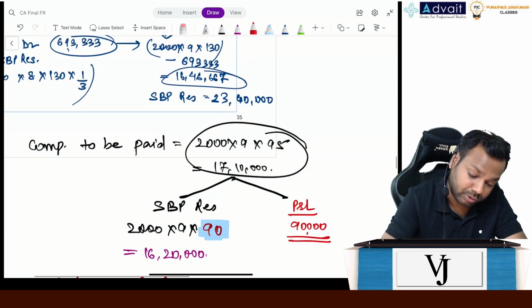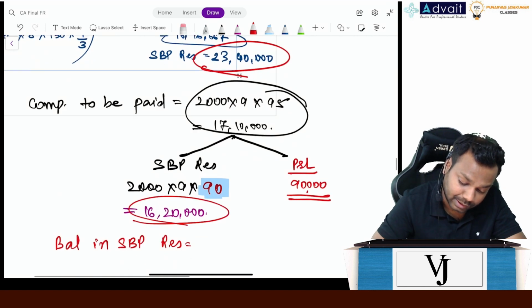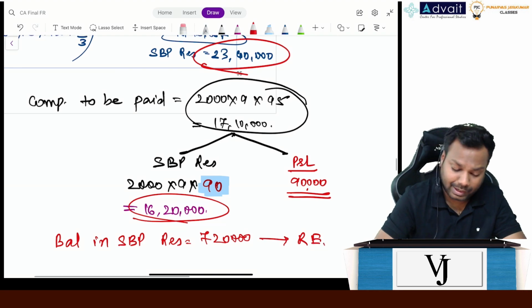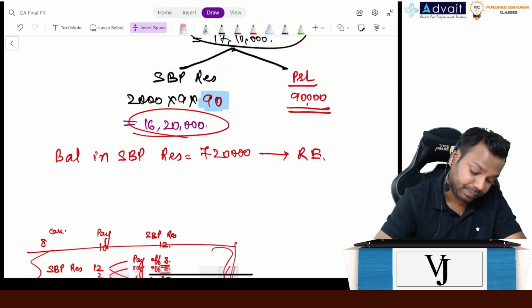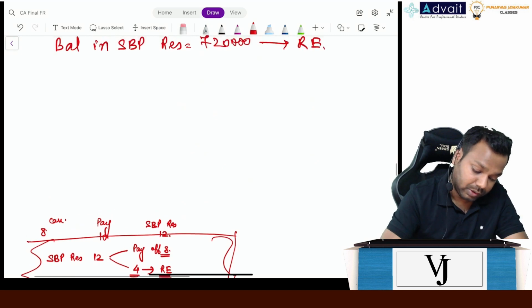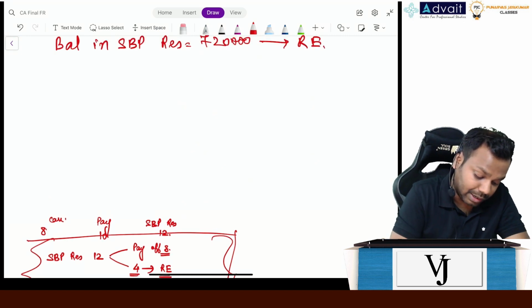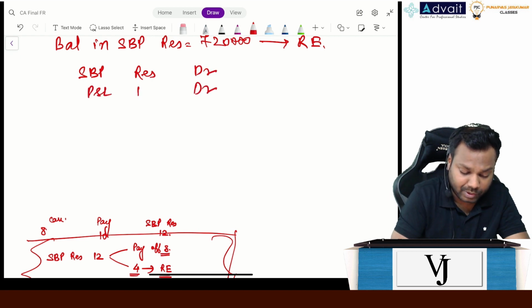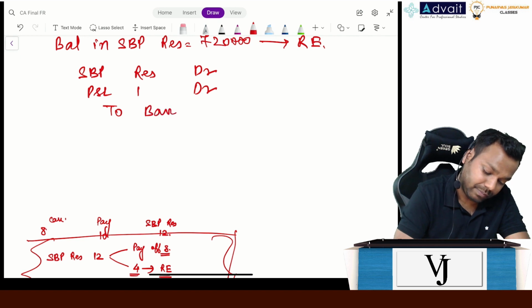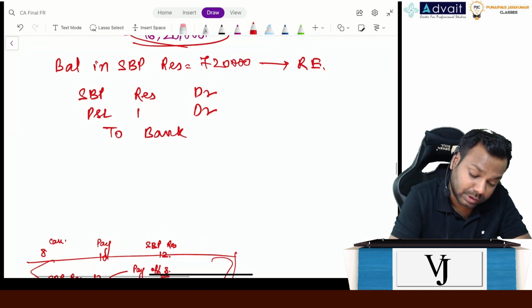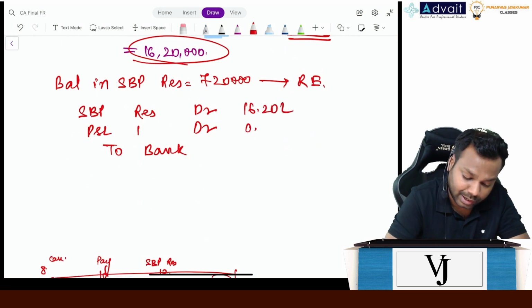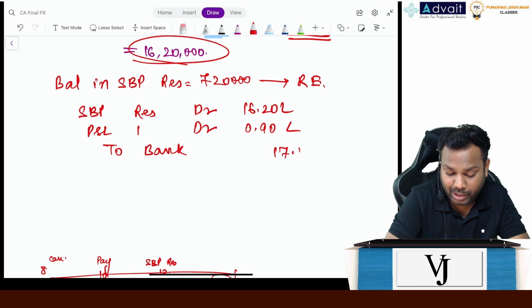2340 minus 1620, 720. You will transfer this to retained earnings. Let's pass the journal entry first. First, you will pay compensation. So SBP reserve account debit, P&L account debit, to bank. How much? It is 16.2 lakhs, 0.9 lakhs, and 17.1 lakhs.